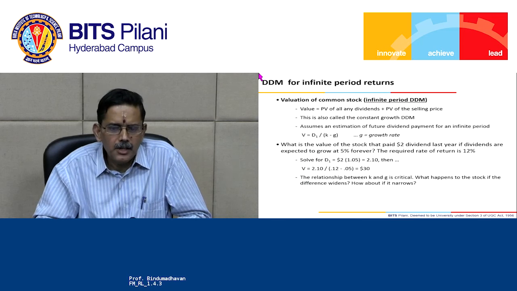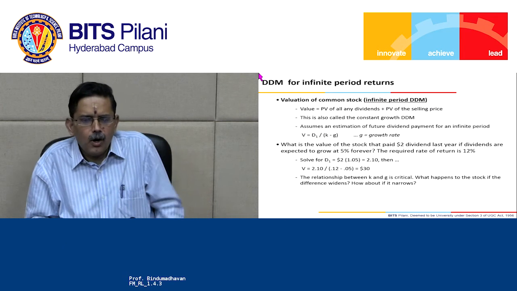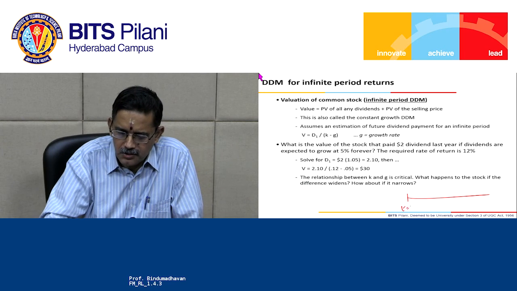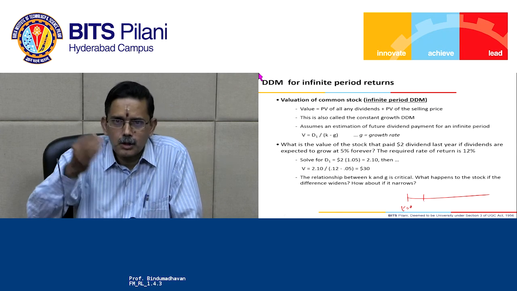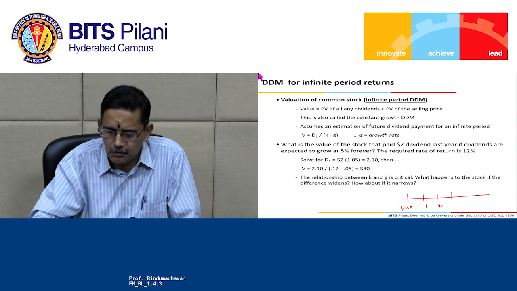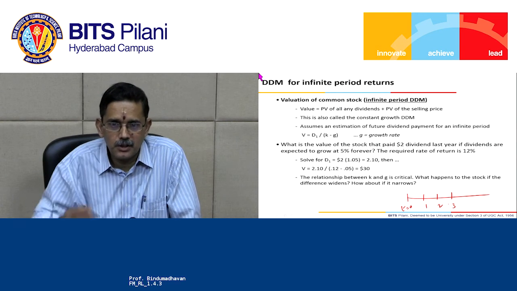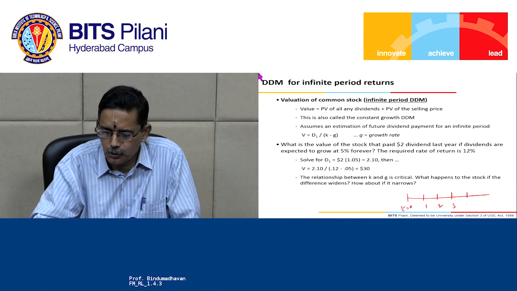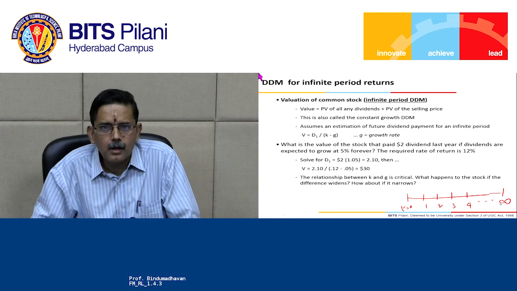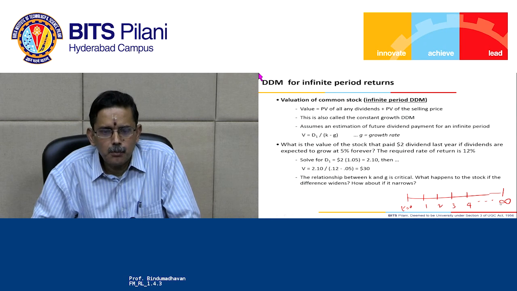Okay. Infinite period. What if we forecast the dividends for an infinite period? So we are starting here. First we talked about 1 year. Then we talked about multi-year, 2 years, 3 years. We looked at a 3-year example. What if it continues on and goes on and on forever? Then is there a way to model it?